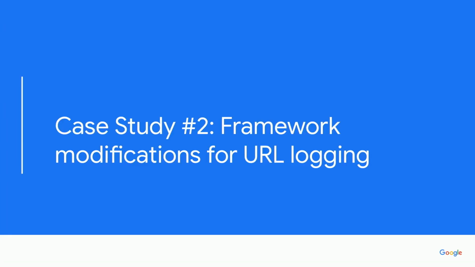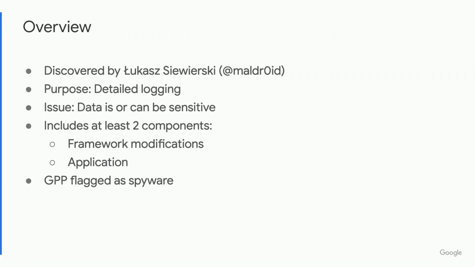So just an interesting sidebar. So that's two examples of remote code execution. Then we get into a different type of issue. In this issue, the OEM modified the framework, the OS that includes the Android APIs, in order to do URL logging. So this was actually discovered by Łukasz Siewierski, aka Maldroid on Twitter, and he's around here somewhere.